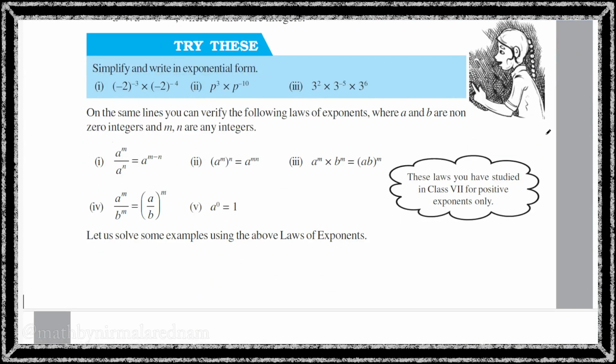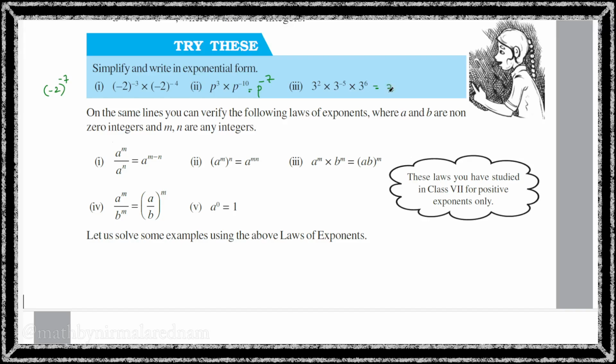Now simplify and write in exponential form. Here you can see that the base minus 2 is common. So it is the first law. Minus 3 plus minus 4 is minus 7. Correct? Here also again I have the base common, so I'm going to add the powers. 3 plus minus 10 is minus 7.